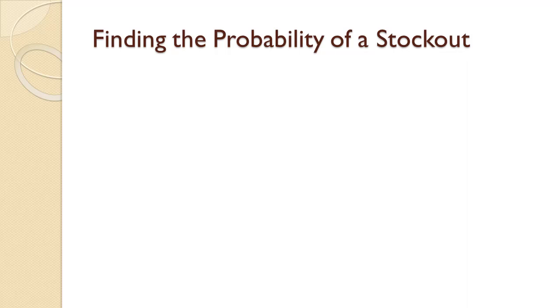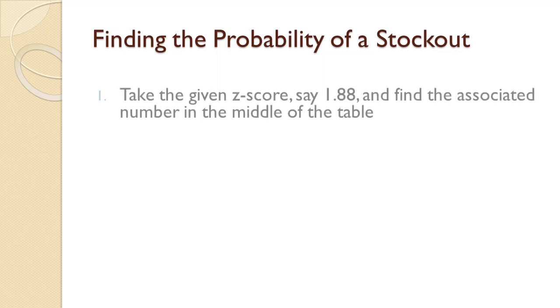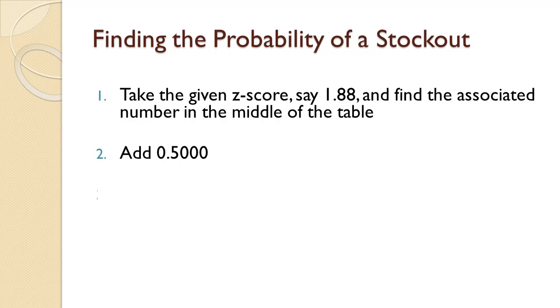To find the probability of a stockout, we start with a Z-score and work the other direction. 1. We take the given Z-score, say 1.88, and find it around the edge of the table. We then find the associated number inside the table. 2. We add 0.5000 to that to get the associated service level. 3. Subtracting that number from 1 gives us the probability of a stockout.